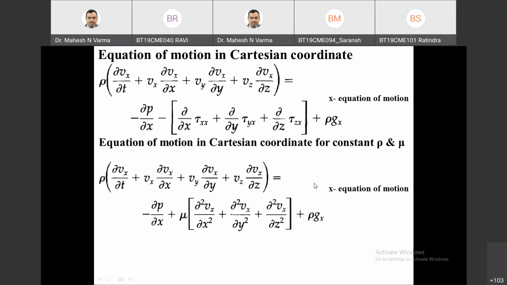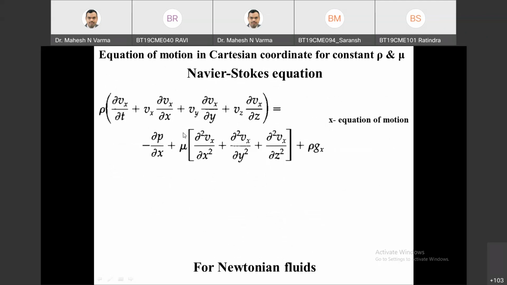Okay, equation of motion. So this viscosity can be taken out from here, and we will get velocity directly. This is called the Navier-Stokes equation. This is the Navier-Stokes equation for the x equation of motion, and this is the compact form of the Navier-Stokes equation. Here density is constant, viscosity is also constant. In the compact form of the Navier-Stokes equation, this is the pressure term, this is the viscous term, this is the gravity term, and this is the accumulation term, or substantial time derivative of velocity.